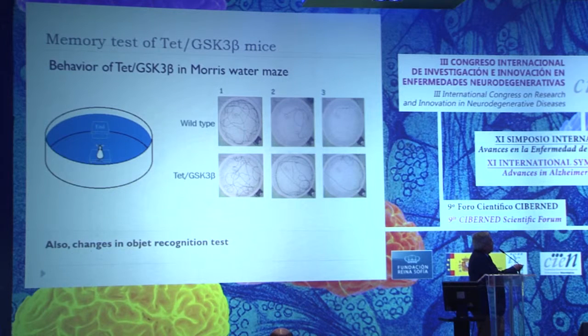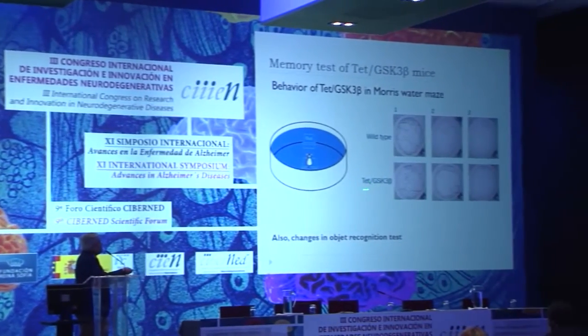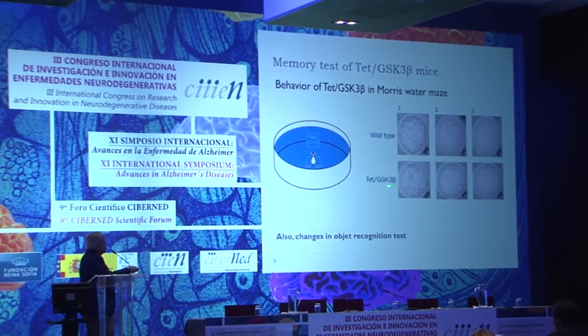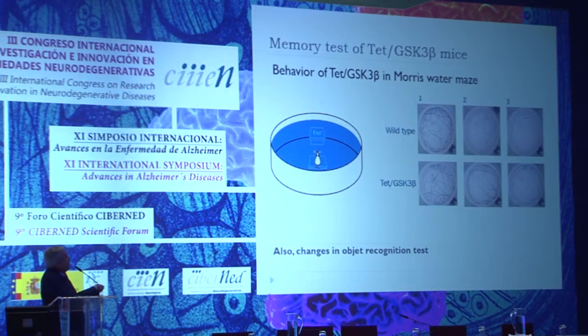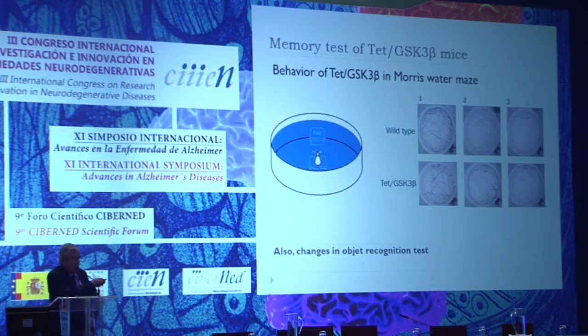But in our case, the normal wild-type mouse is doing better than the mouse that is overexpressing GSK3. Then, in this case, it's some kind of memory impairment. Also, using another test for memory, the object recognition test, we found also that there is a memory impairment in this type of mouse. Then we have a mouse without memory.